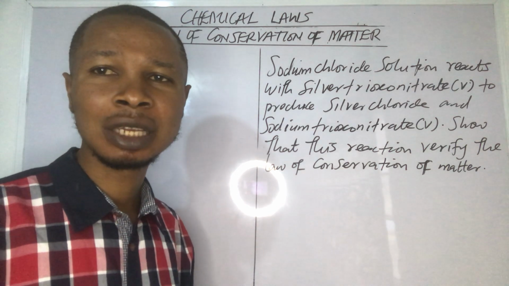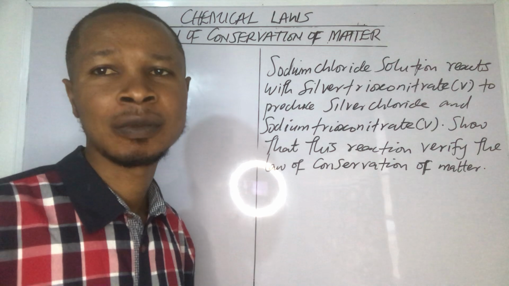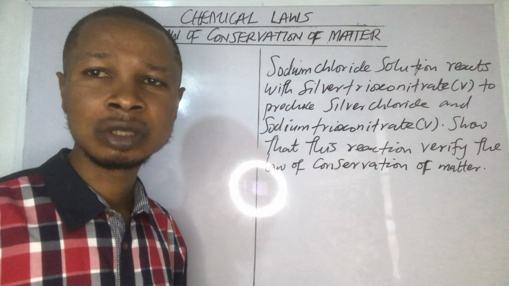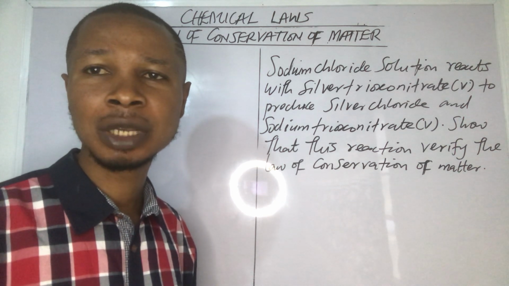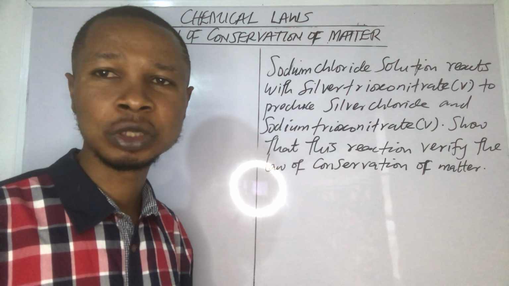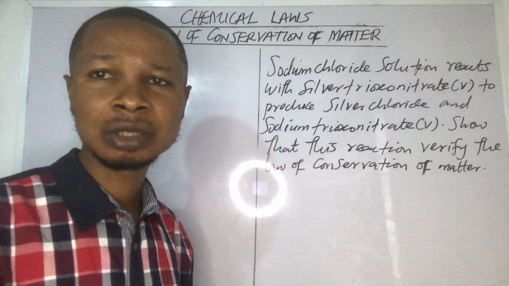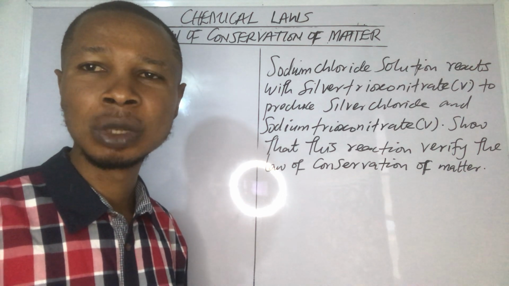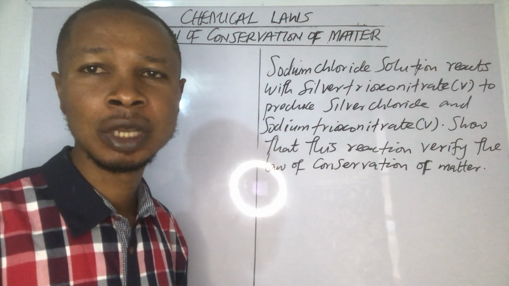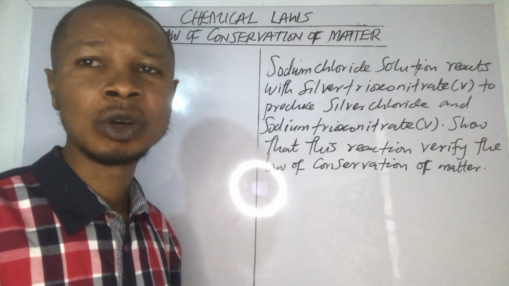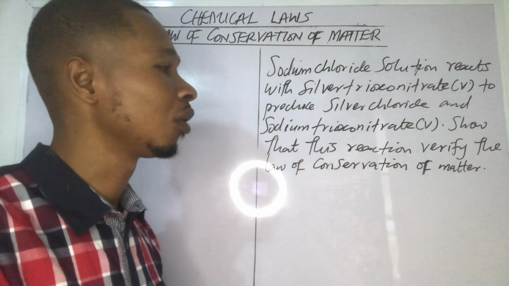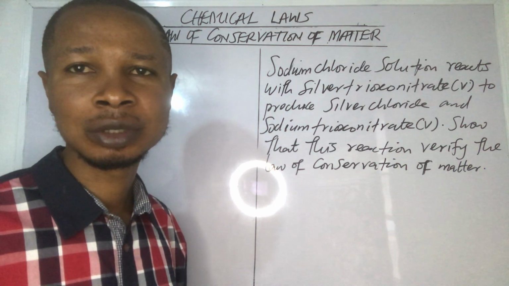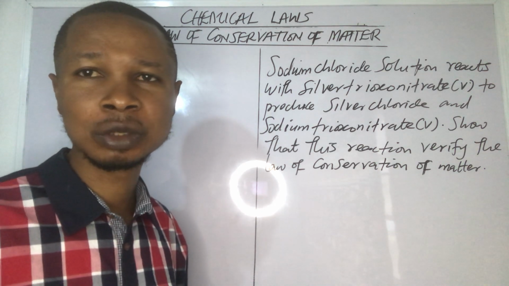If you don't know how to balance a chemical equation, this topic may be a bit difficult. But you can check our subsequent lessons. We have done balancing of chemical equations, how to balance chemical equations. You can check it on our YouTube channel, just search balancing of chemical equations. You will see many examples there. Then this topic will be simple for you, because before you can verify the law of conservation of matter, you must first write a balanced chemical equation for the reaction.